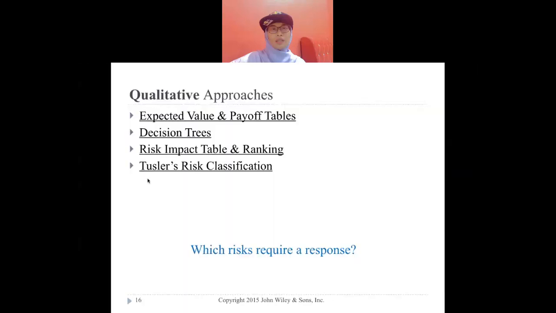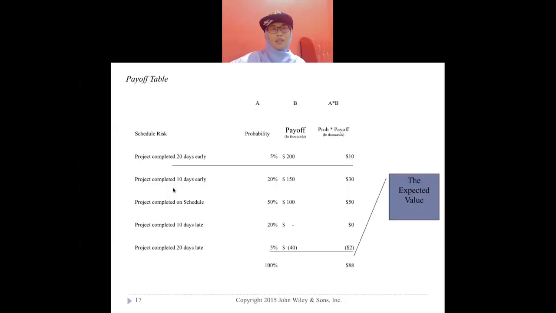Okay, and not only that, we also have a qualitative approach. We have 4 options here. Expected value. This one is which risk requires a response. Meaning that you have the risk that needs to get a feedback. So you can use the qualitative approach: expected value and payoff table, decision table, risk impact table and ranking, and task risk classification.